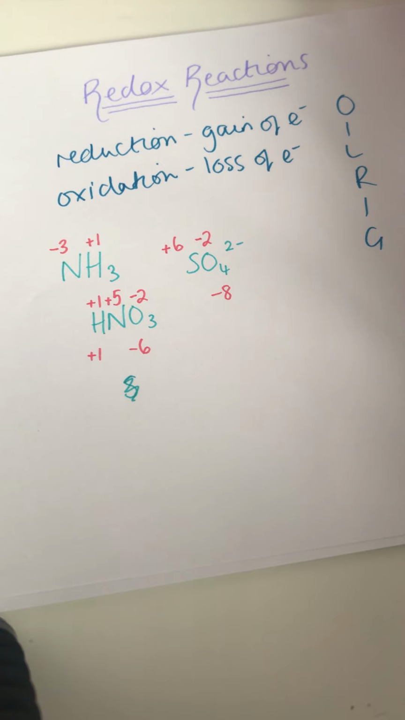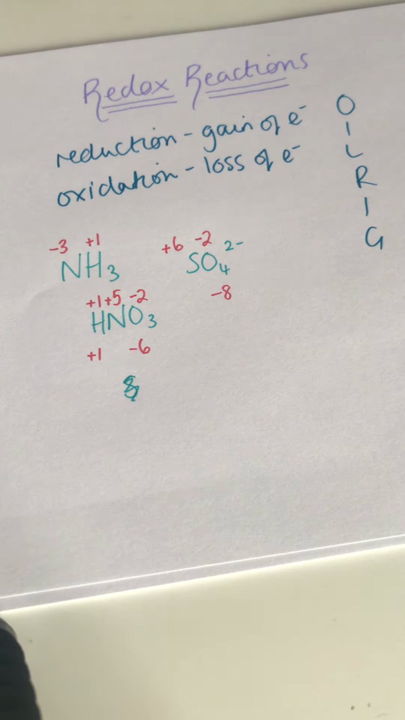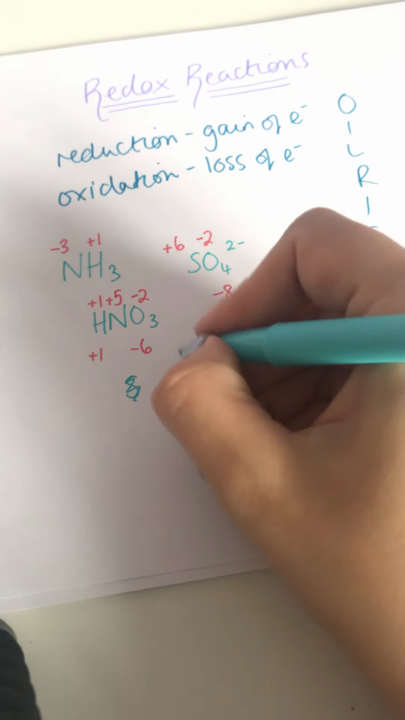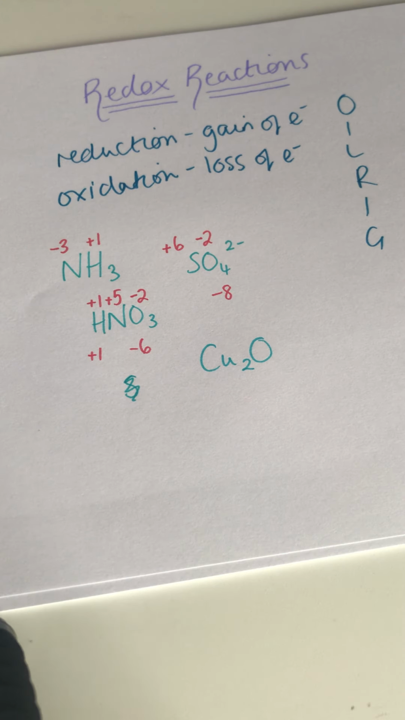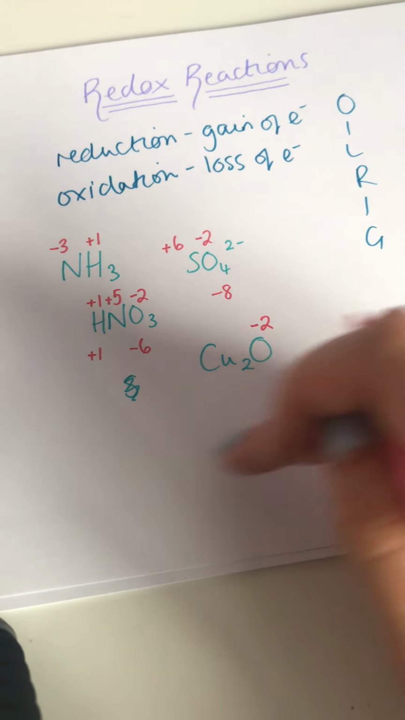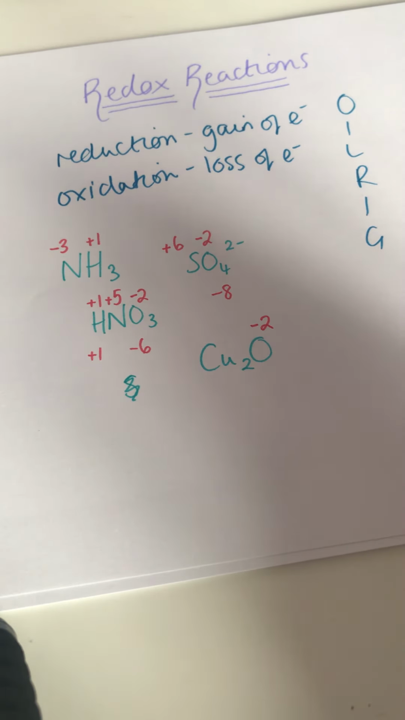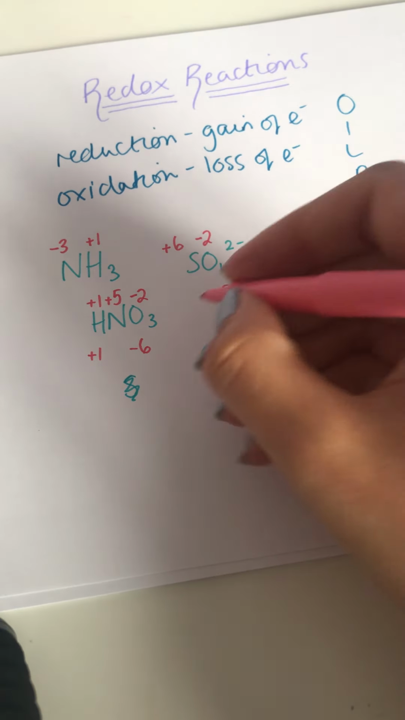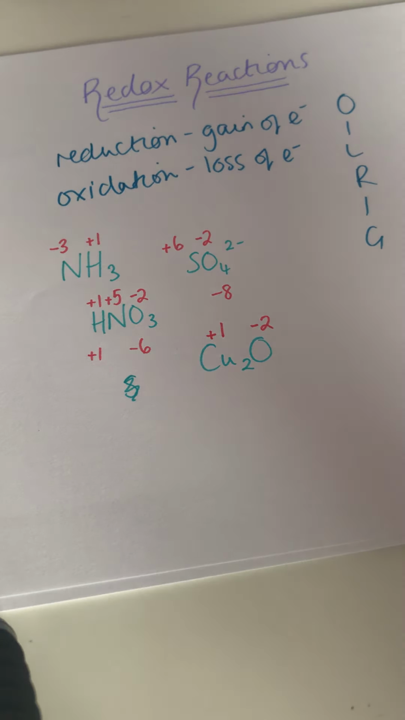Let's have a look at one more example. So we'll go for Cu2O. Again, the idea that oxygen must be -2. This isn't a charged compound, so therefore it needs to be neutral overall. So we have 2 coppers that together must equal +2. So each individual copper will have an oxidation state of +1.